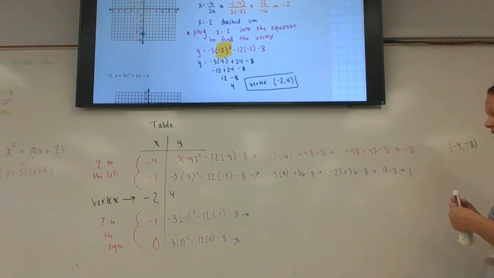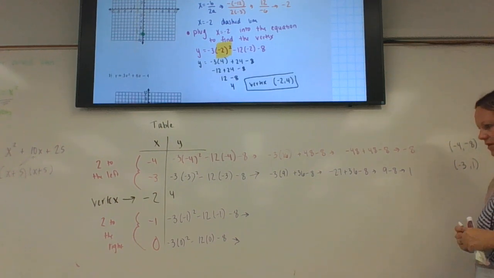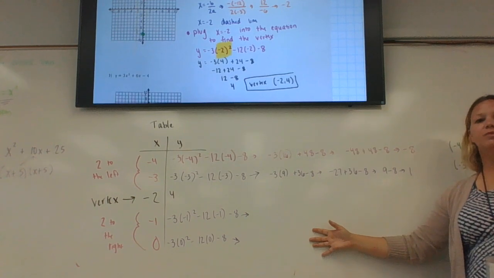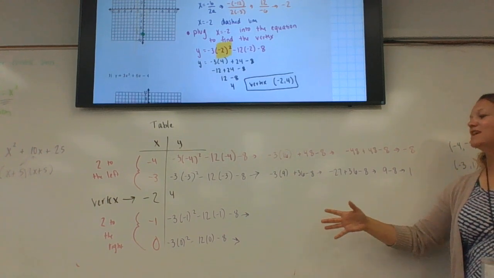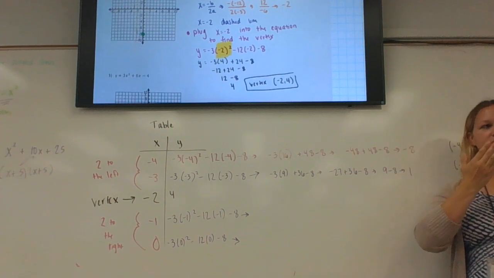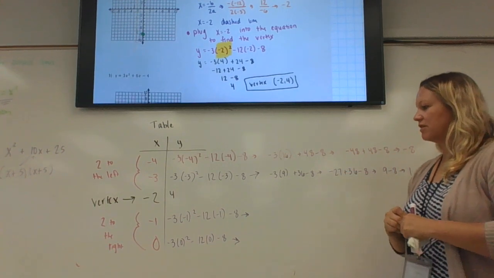I agree. -3, 1. Great job. Now, the law of symmetry would say that these two points are going to be the same as these two. So you can kind of check your math, if it's looking like your parabola is not symmetrical and you've made an error.